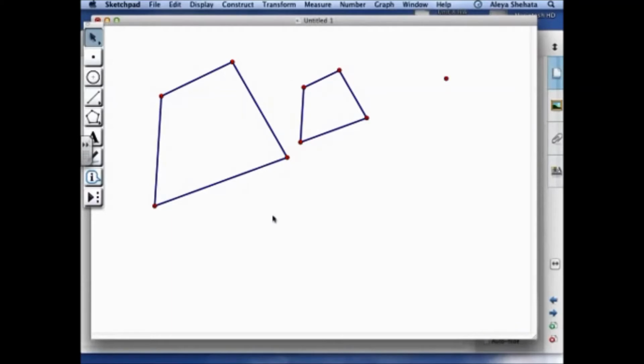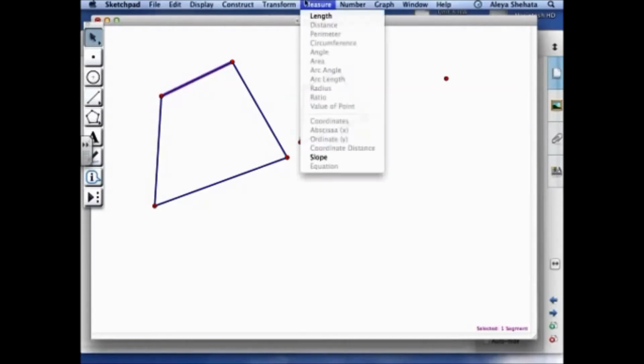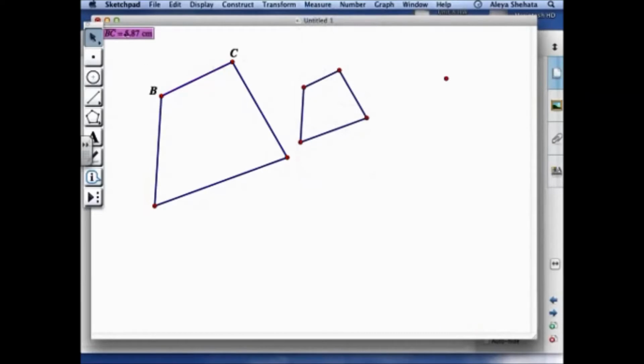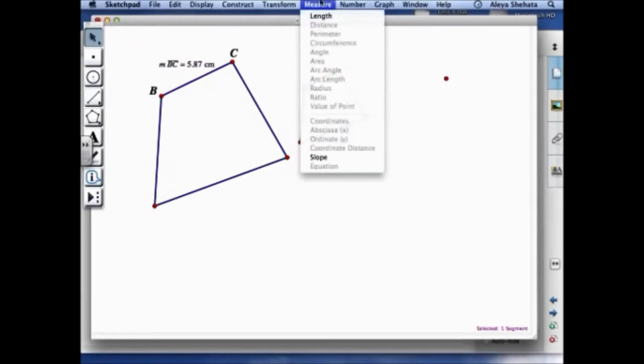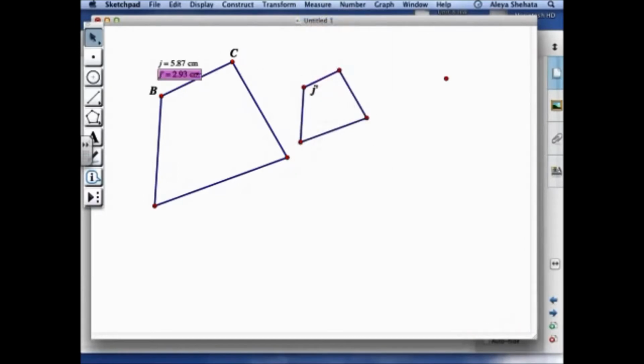Now I want you to notice the relationship between the sides of each of these figures. They are obviously not congruent. This side is not congruent to this side, but I can measure it and see if there's a relationship between how big each side is. So this side, it tells me, is 5.87. This side right here tells me is 2.93. Now the relationship between this is that this is almost double this. It's about double.